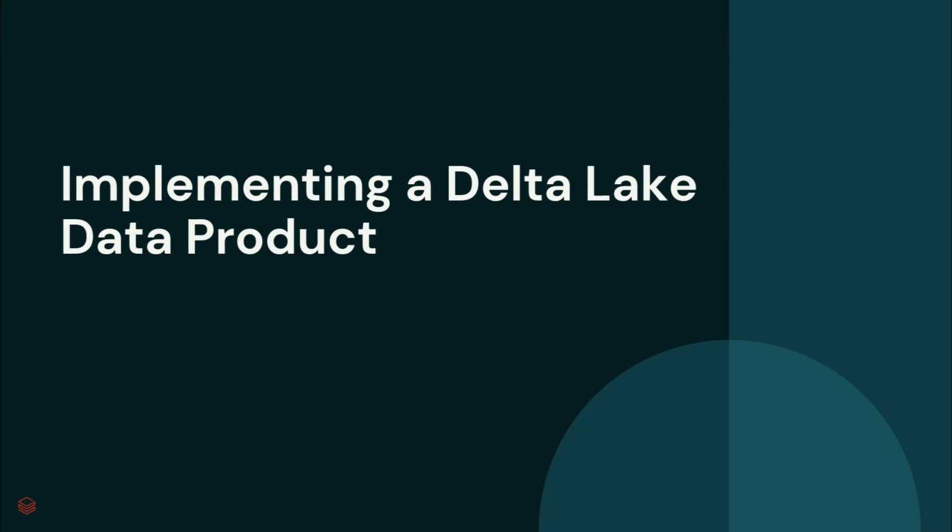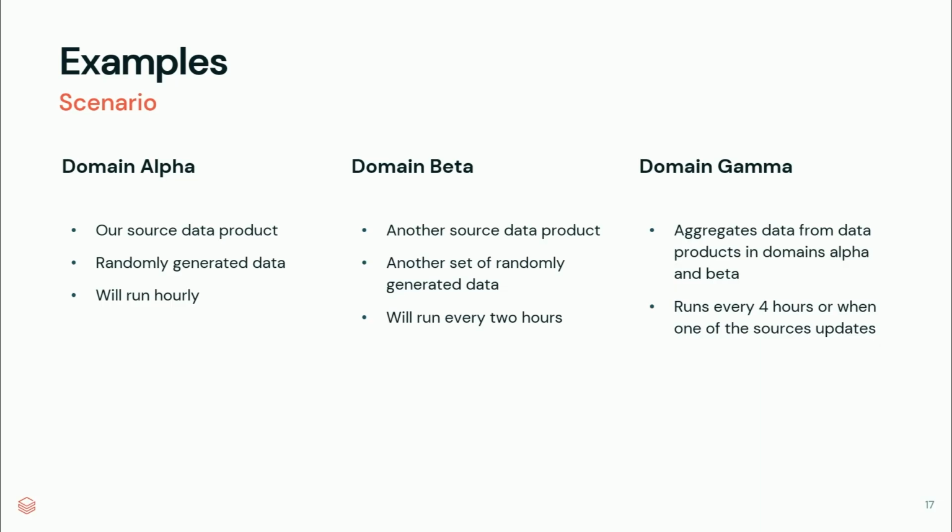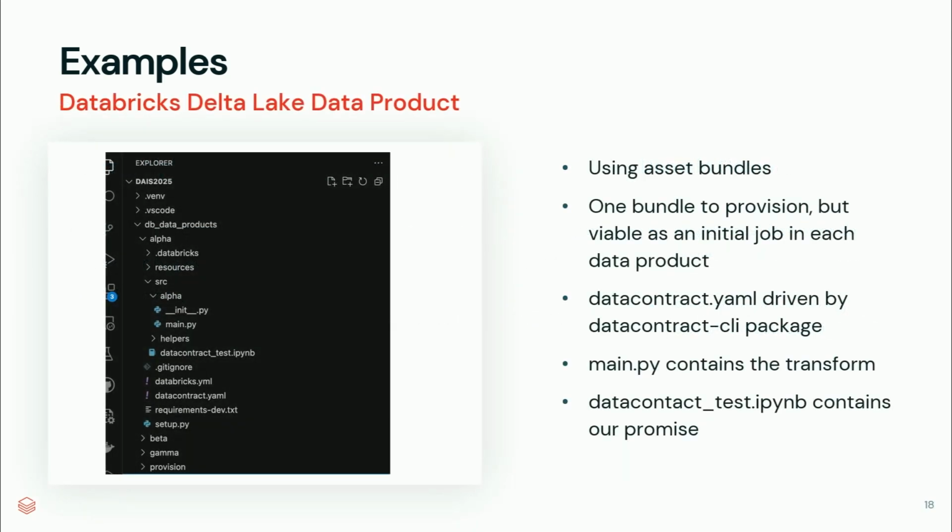So, the fun part. I was trying to build some data products just using Databricks asset bundles, and my scenario was very contrived. The domains alpha, beta, and gamma. There's just some tables with some things in them, and then a data product that consumes those two as aggregates. So this was my setup.